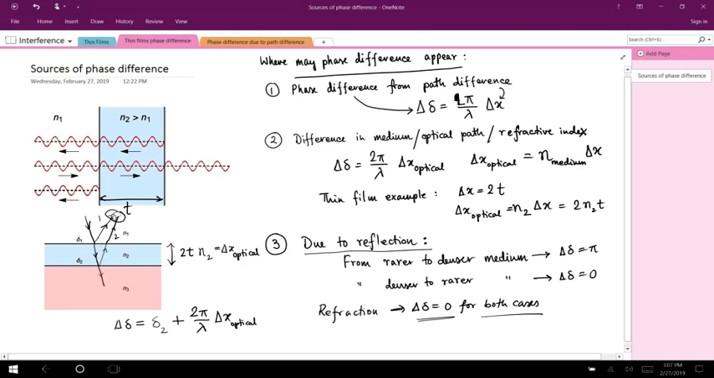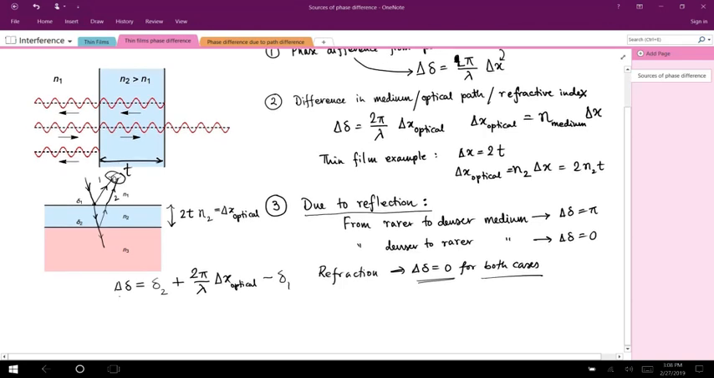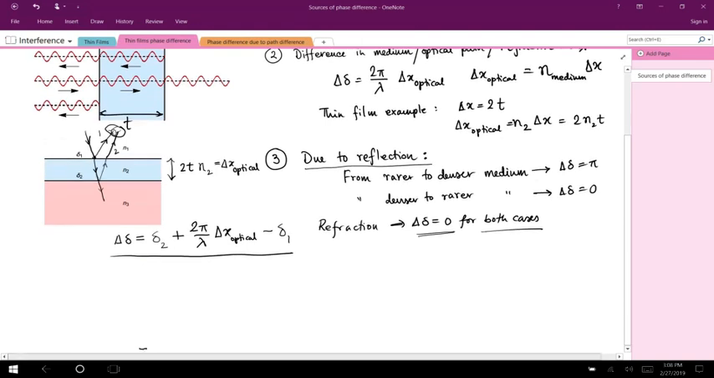But remember, the first ray also goes through a phase change, because it is reflected at this first surface over here. And so we have to subtract off that amount of phase change for the first ray. So this formula is going to tell us the actual phase difference between the two rays when they're interfering. Of course, in this particular scenario we can just write delta 2 plus 2 pi over lambda, and delta x optical is just n2 times 2t, and so this gives us this formula. And so we can simplify this and write delta is equal to 4 pi.